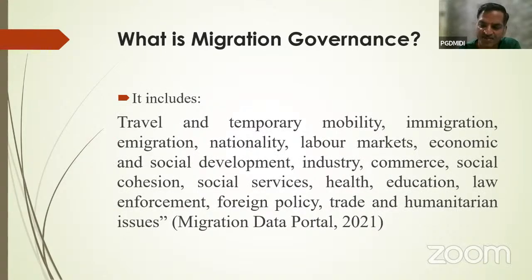It also includes travel and temporary mobility, immigration, nationality, labor market, and a host of other things, very broadly: industry, commerce, social cohesion, social services, health, education, law enforcement, foreign policy, trade, and humanitarian issues. Migration policy governance includes a large array of things. When anybody comes to your country, you cannot say we'll take their labor and leave everything else. They will be part of your society as long as they are here, and other facilities, education, health service, are also linked to that. So overall, migration governance includes all these aspects.